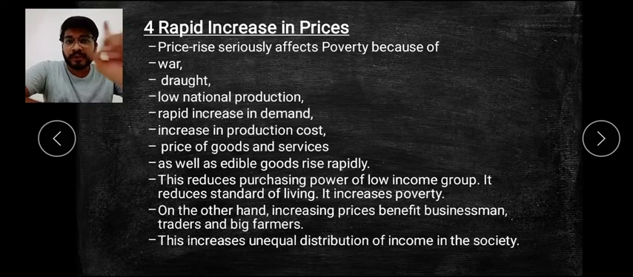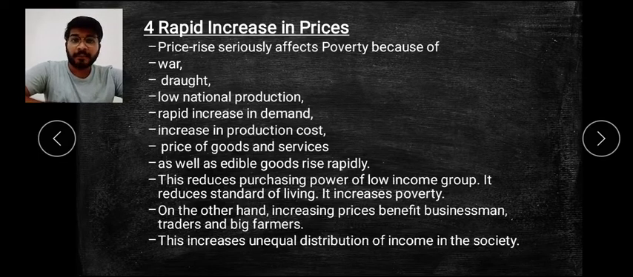So it is caused by war, drought, and low national production. Then there is an increase in demand, an increase in the cost of production, and an increase in the price of goods and services, as well as edible oil, or vegetable oil. The price of that product also rises. Then it again reduces the standard of living of the poor, and the purchasing power becomes less, and the poverty increases.